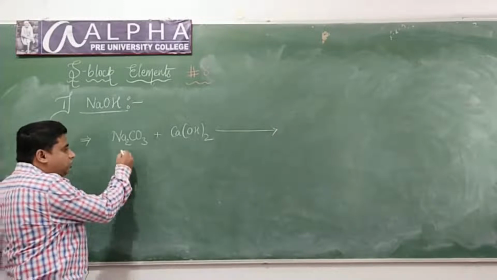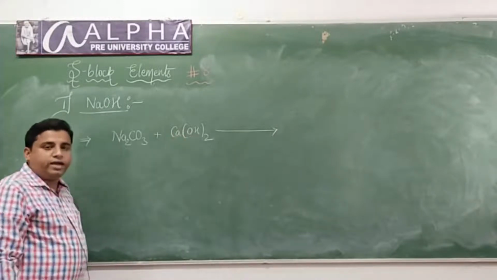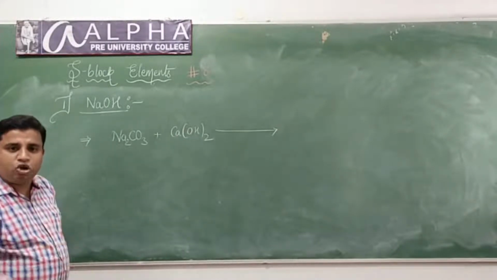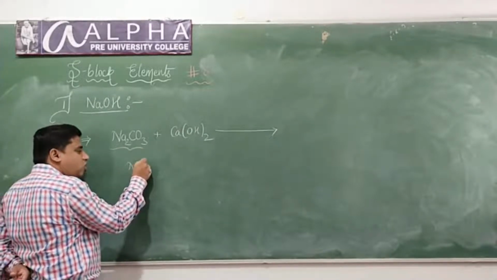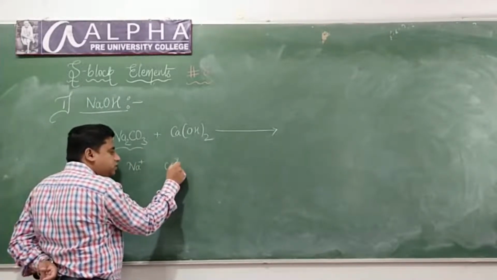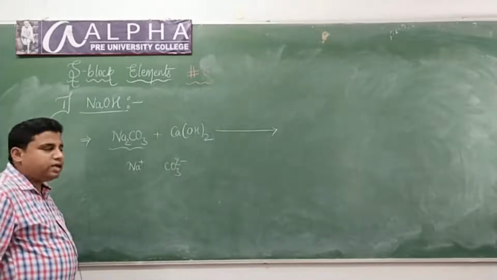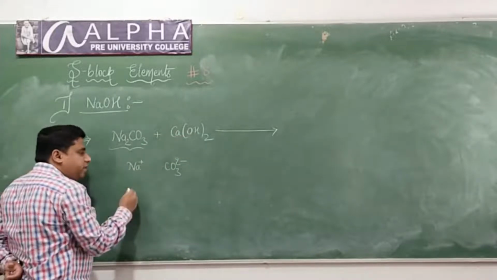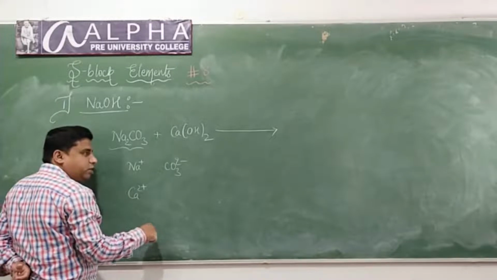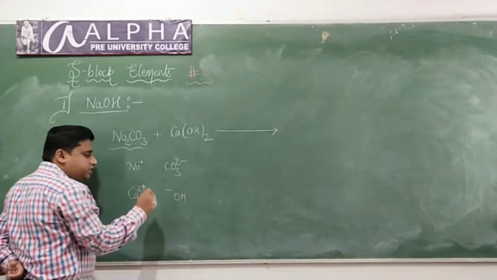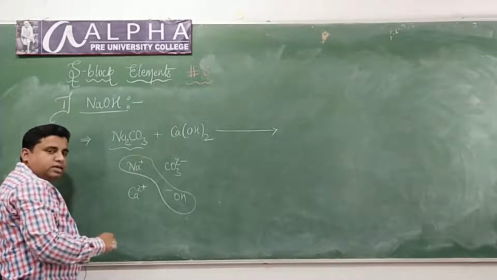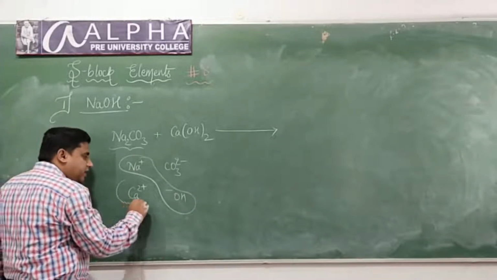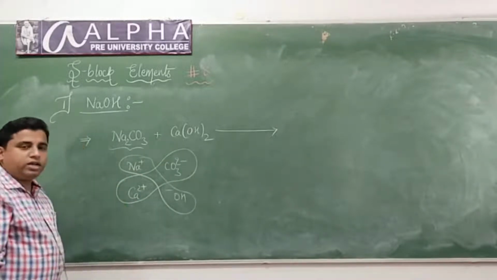look here. I told you how to write the products. Interchange the ions, isn't it? So in sodium carbonate we have sodium ions and carbonate ions. In calcium hydroxide we have calcium ions and hydroxyl ions, isn't it? Just interchange the ions, cation with anion and cation with anion. Therefore, what are the products?